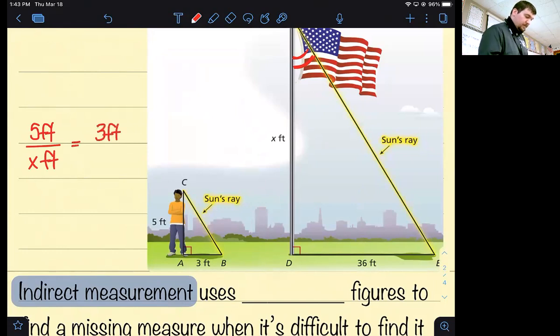The person's shadow is 3 feet. The flagpole's shadow is 36 feet.